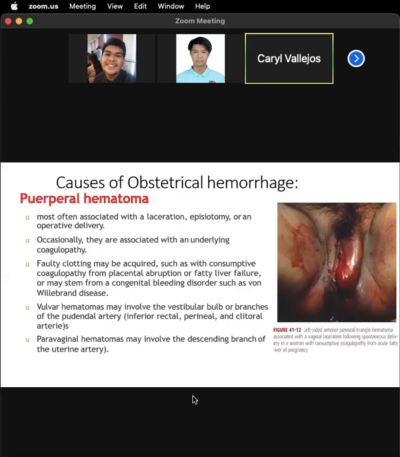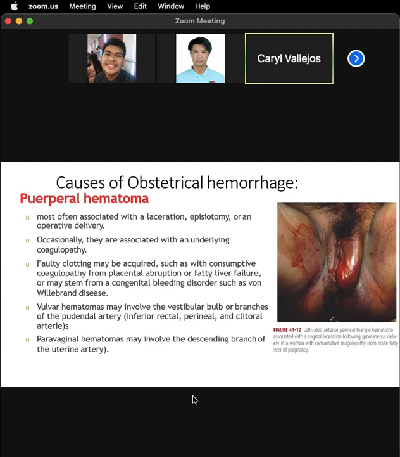Next is your puerperal hematoma. So in the picture, the left-sided anterior perineal triangle hematoma is associated with vaginal lacerations following spontaneous delivery in a woman with consumptive coagulopathy from acute fatty liver of pregnancy. So puerperal hematoma is most often associated with laceration, your episiotomy, or an operative delivery. Occasionally, they are associated with underlying coagulopathy. So if there is a problem in the blood clotting factors.